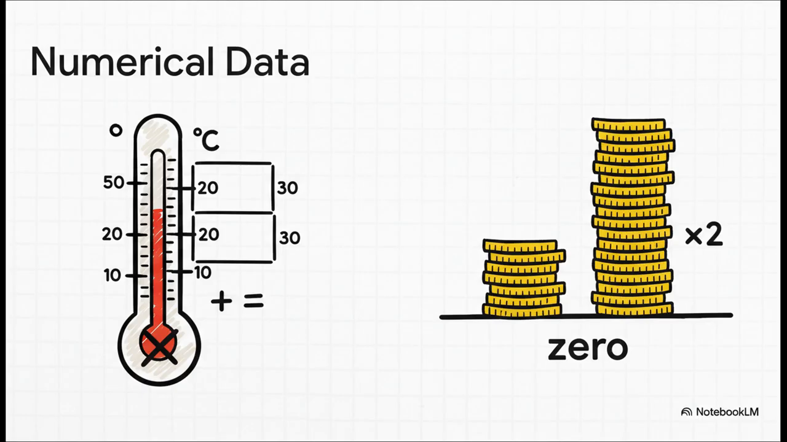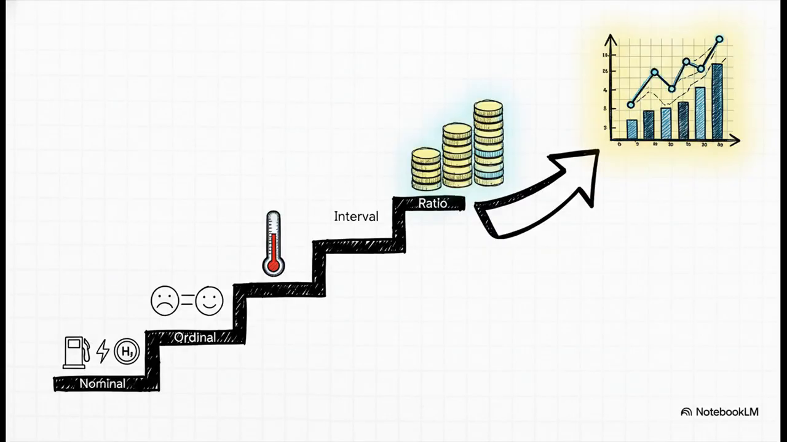Now, compare that to ratio data. This is the good stuff. It does have a true zero. Think about company profits. A company making $0 is making, well, nothing. So that means a profit of $2 million is literally twice as much as $1 million. The ratio makes sense.